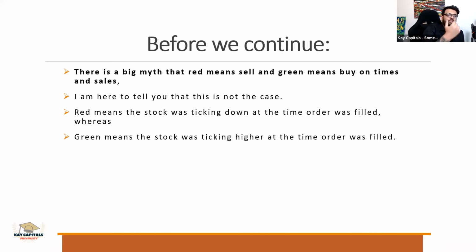A red tick on the level 2 simply means that the price was ticking down at the time the order was filled, right? Whereas a green print on times and sales means the price was ticking higher at the time the order was filled, right?